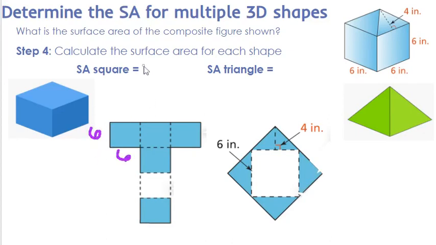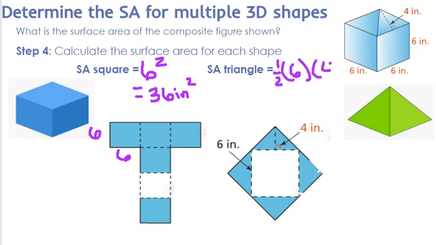Remember, we had sides of 6, so we can do 6 squared for the square, which gives us 36 inches squared for the surface area of each one of those squares. And then for our triangle, we have 1/2, our base, which is the bottom, so 6, times our height of 4, which gives us 12 inches squared for each one of the triangles.